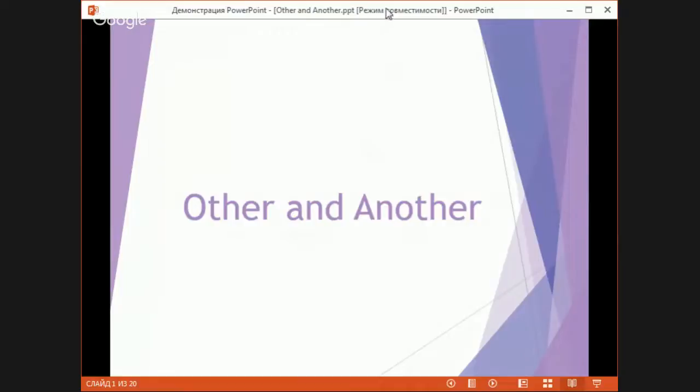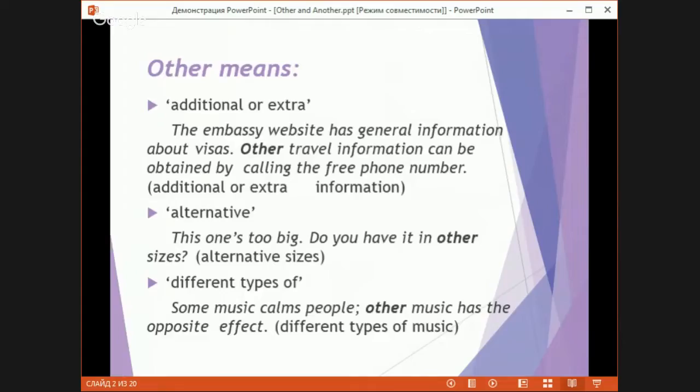Okay. So I hope you can see well. We have here other and another. That's the difference that we will discuss with you now. First of all, we will discuss the meaning of the word other. And actually the meaning of the word other is connected to the meaning of the word another because they are very close. So what does other mean? Other means additional or extra.